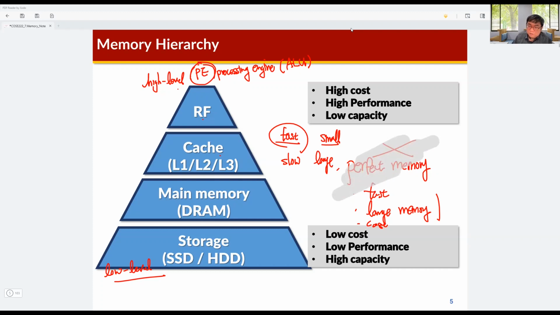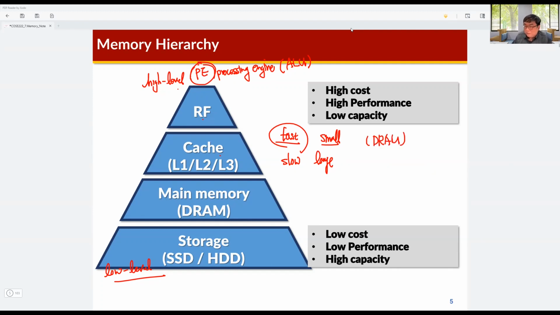So what's an example of this fast and small memory? In our computer system, usually DRAM. The DRAM is still expensive. It's more expensive than hard disk drive or flash memory. But DRAM is faster than SSD or hard disk drive. And what's an example of the slow and large memory? It's HDD or SSD.